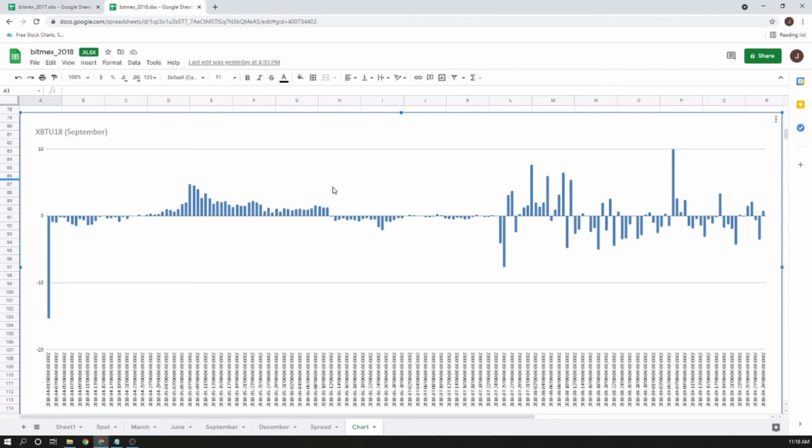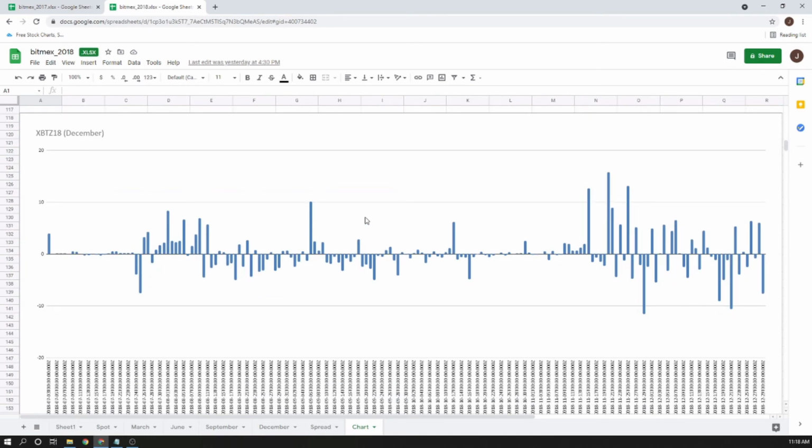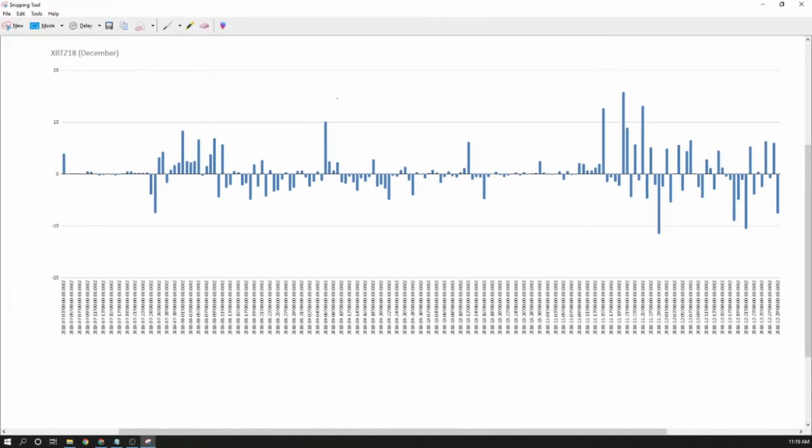But I would like to show you something really interesting, which is the December contract of 2018. As you can see, the gap was moving extremely to both ways. One day the spot price is higher, the other day the futures price is higher, and this scenario is really a dream for a cash and carry trader, because you can do very many trades.